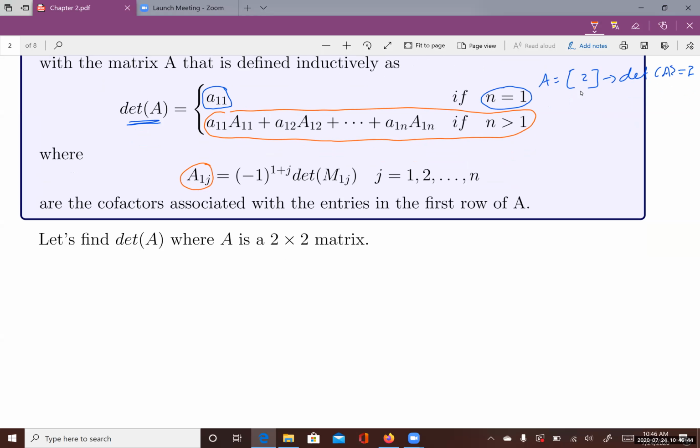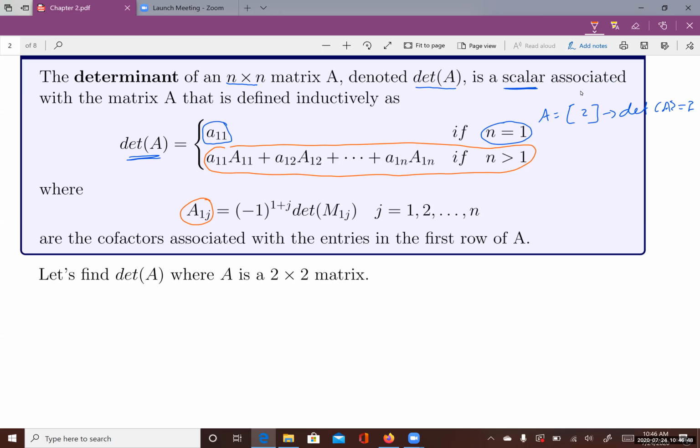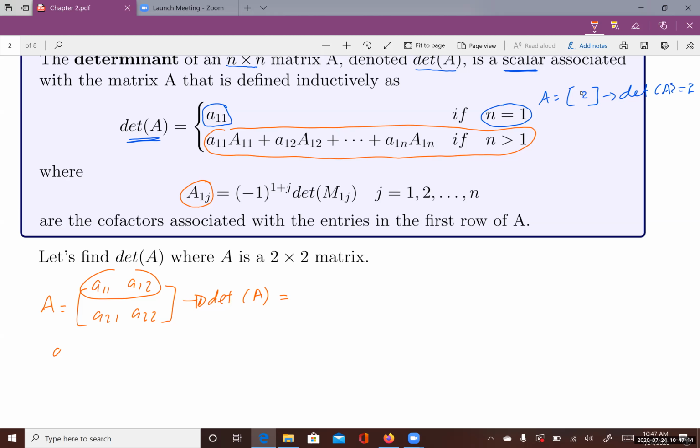Well, let's use these definitions to find the determinant of a 2 by 2 square matrix A equals A11, A12, A21, A22. I can find the determinant of A by taking the first row. For A11, I need to find M11. M11 will be just A22, because you delete the first row and the first column. So the cofactor A11 equals (-1) to the 1 plus 1, times the determinant of A22.